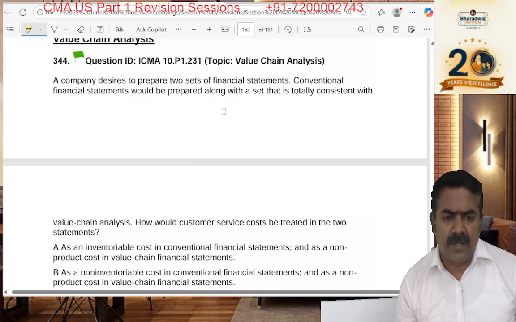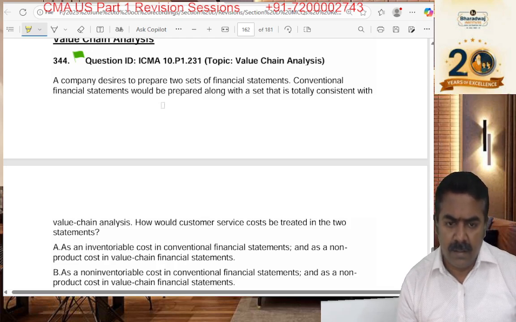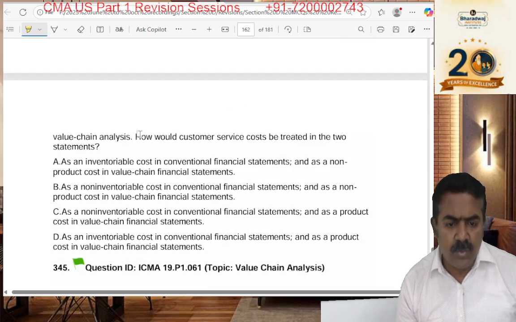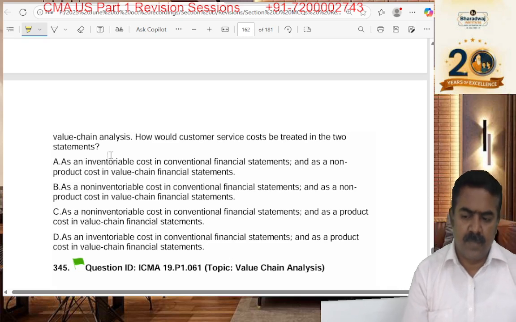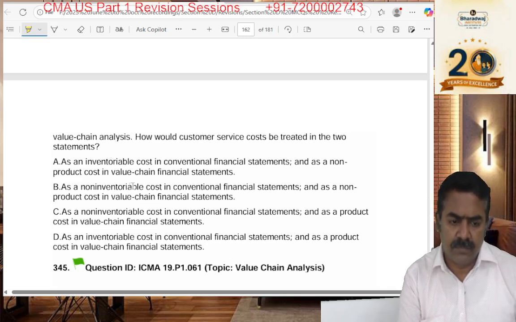A company decides to prepare two sets of financial statements. Conventional financial statement will be prepared, along with one totally consistent with value chain analysis. How would the consumer service cost be treated in the two financial statements? Two options are there. In financial accounts, it will not be inventoriable, but in value chain analysis, it will be what? Inventoriable. Correct.